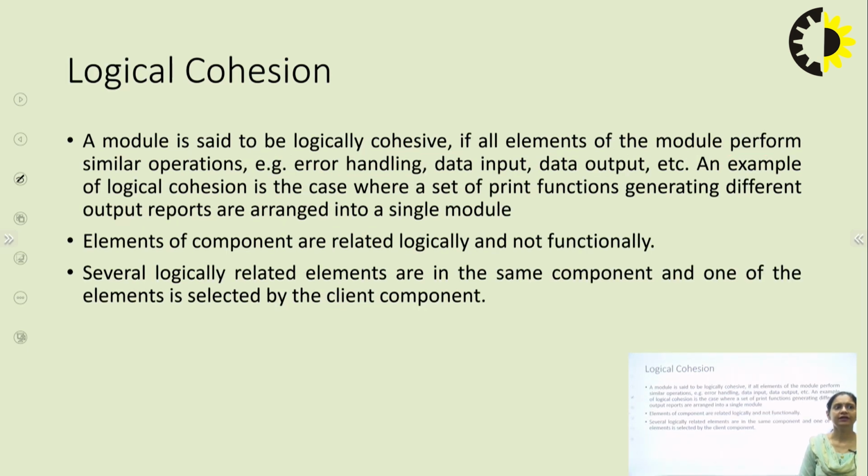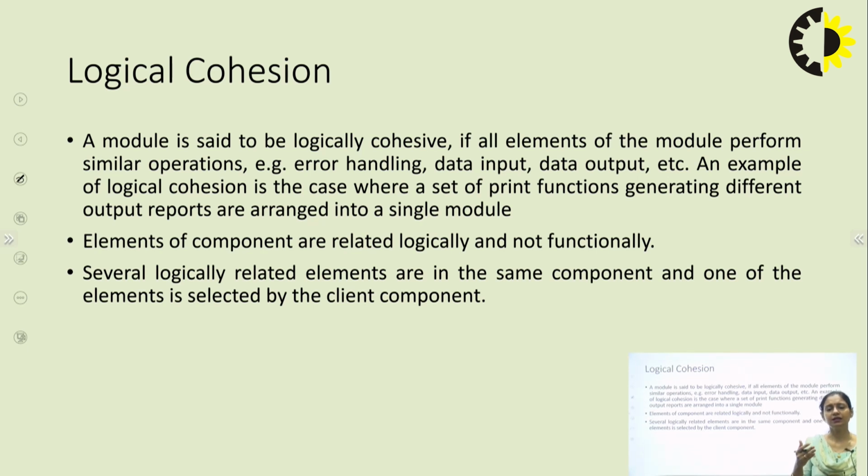The next cohesion that we have is logical cohesion. It says a module is said to be logically cohesive if all the elements of a module perform similar operations. Now, that depends upon the logic. For example, handling errors, data input, data output, etc. An example of logical cohesion is a case where a set of print functions are generated with different output reports. That could be, suppose we are handling errors, so whatever type of error is coming in, the user is typing an error, so that error is handled in different catch blocks.